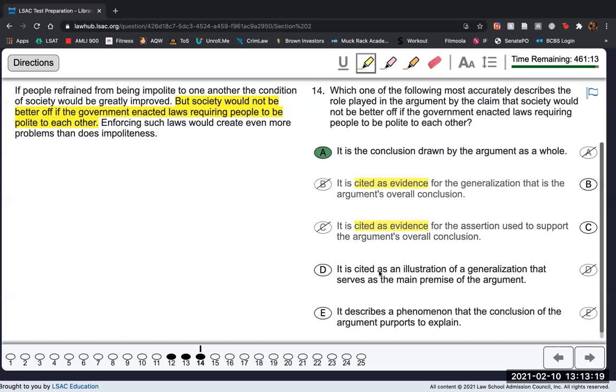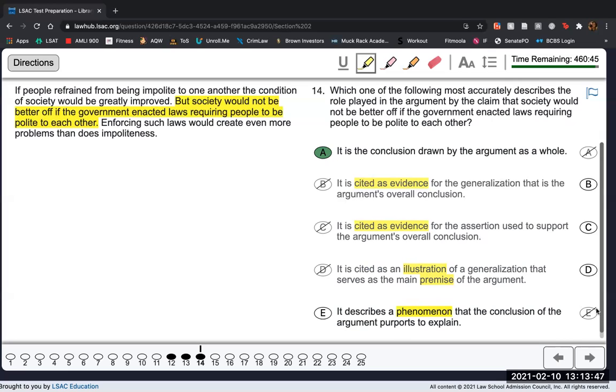D, it is cited as an illustration of a generalization that serves as the main premise of the argument. This is not illustrating anything, it's being supported. Premises do the supporting and conclusions are supported. E, it describes a phenomenon that the conclusion of the argument purports to explain. So this would be a generalized example, an illustration. The argument isn't explaining anything.